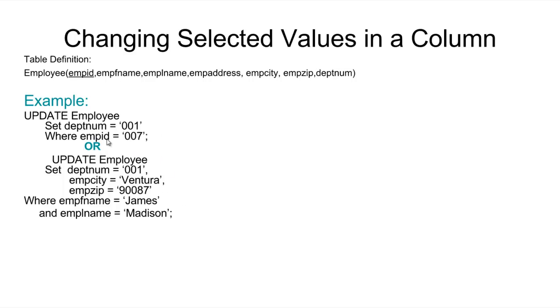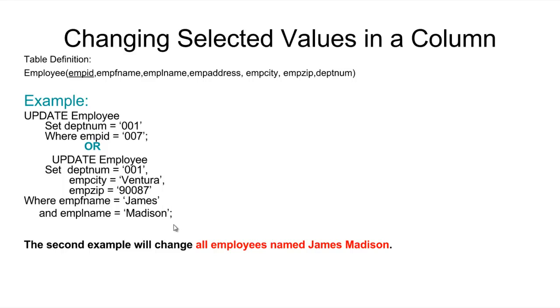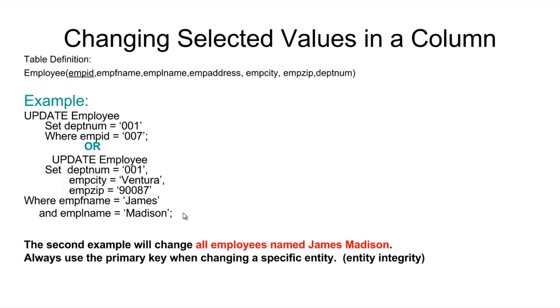Well, since employee ID is a PK, we know we're going to a specific entity. But in this case, all the employees named James Madison would be changed. Therefore, always use the primary key when changing a specific entity. We want to protect the entity integrity. Yes, you may assume that James Madison may be unique, but that's just an assumption.